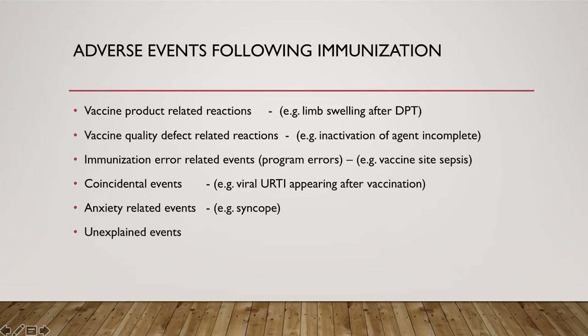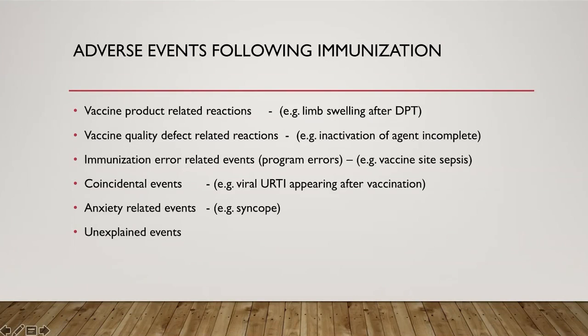Sometimes the wrong vaccine can be given, or an intramuscular vaccine can be given subcutaneously, or an intradermal vaccine accidentally given as a subcutaneous vaccine. They all come under program errors. Expired vaccines given also come under these program errors. So most of the events are usually due to program errors.